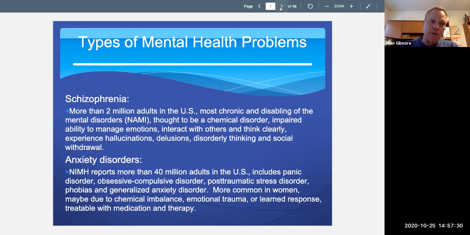Schizophrenia. So this is a condition where more than 2 million adults in the US have experienced schizophrenia annually. Most chronic and disabling of all of the mental health disorders, according to the National Association of Mental Illness. Thought to be a chemical disorder, impaired ability to manage emotions, interact with others and think clearly, experiences hallucinations, delusions, disorderly thinking, and social withdrawal.